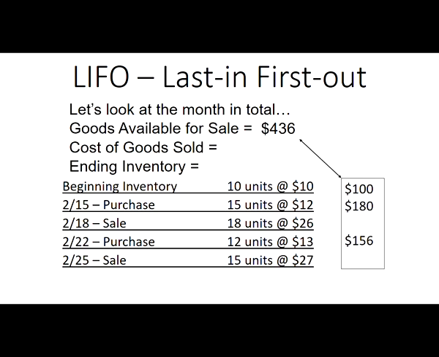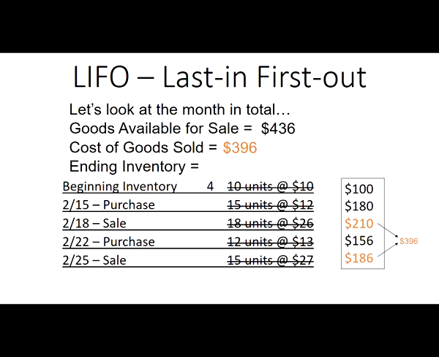When you have a problem using LIFO and FIFO, calculate the goods available for sale the first time, and then you won't have to calculate it again. Use it to check your work at every step along the way. So again, our goods available for sale is $436. Cost of goods sold, $210 and $186. Totals up to $396. That goes here.